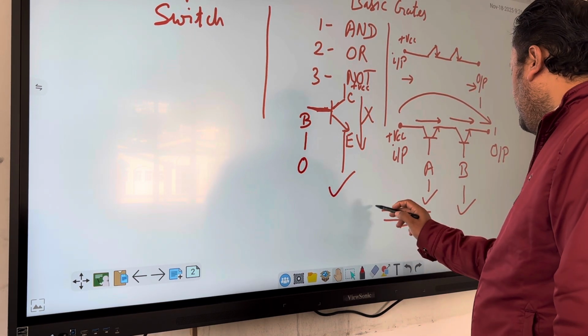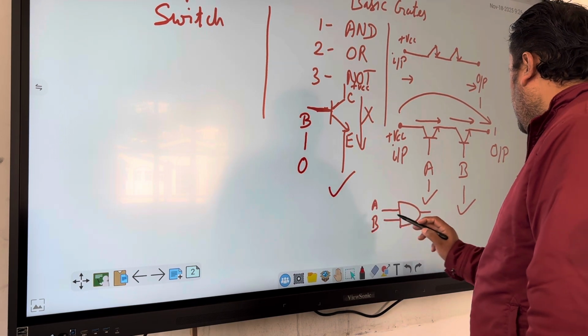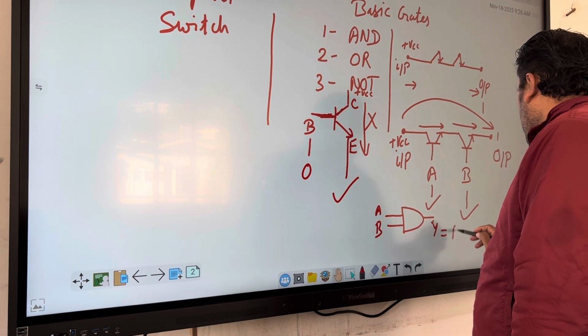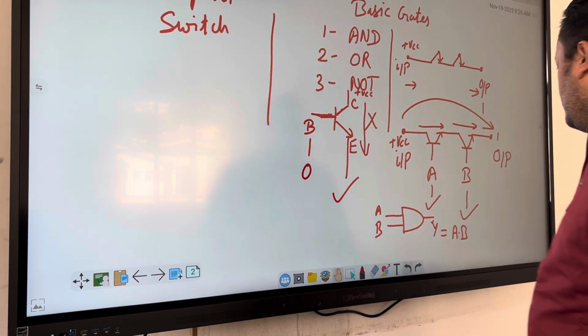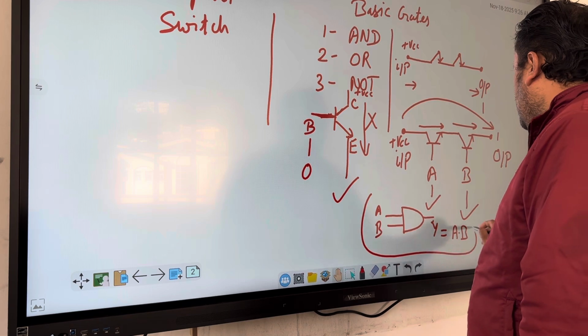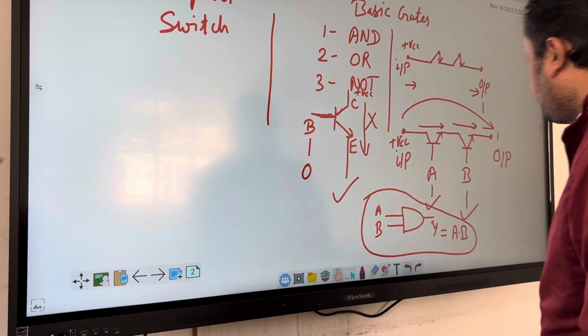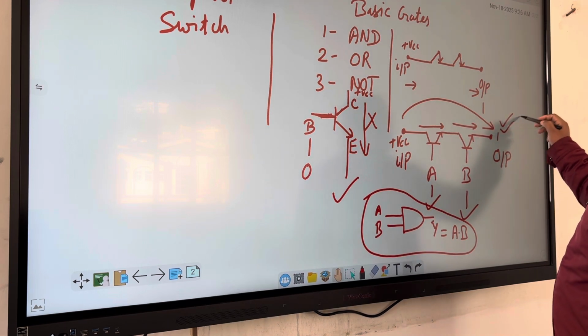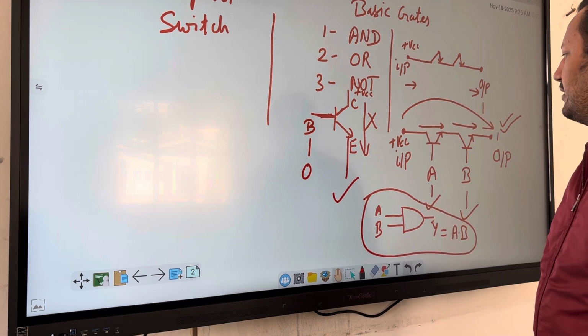So these are the 2 inputs and this is the output Y. So Y is equal to A and B. So always remember, this is the logical diagram, not the actual diagram. The actual diagram is like this. This is the logical diagram of AND.